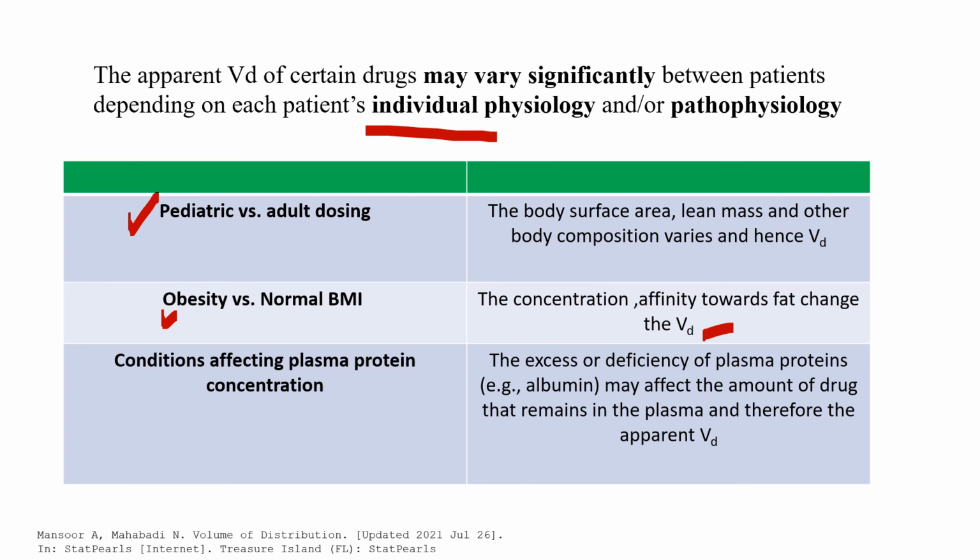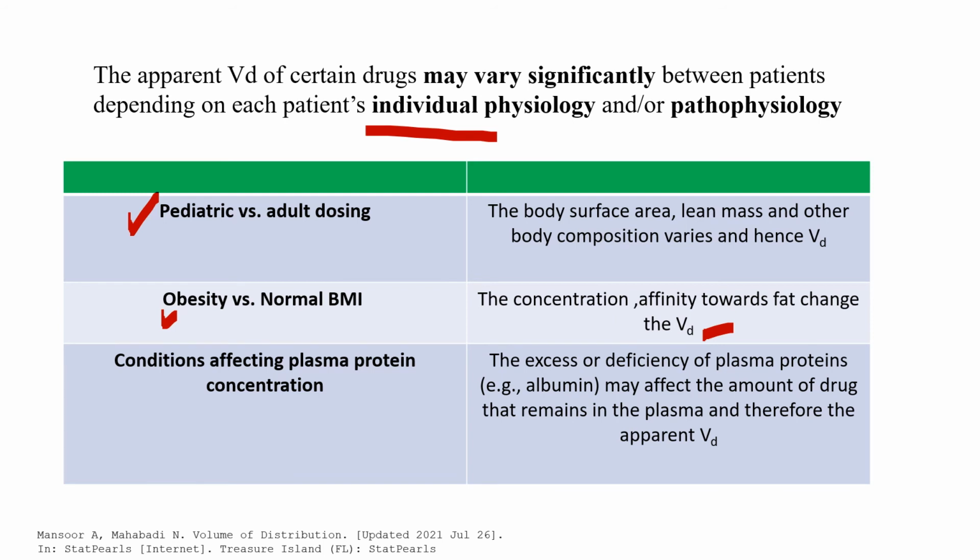Although the drug is the same, the drug is constant, since the person has more fat, the volume of distribution changes for the drug drastically. And there are other things, like conditions affecting plasma protein. Some drugs have more plasma protein binding, some have less plasma protein binding.